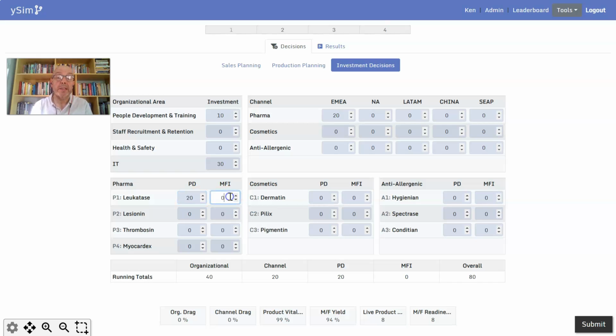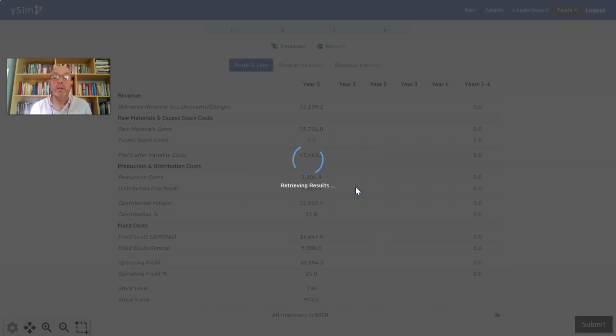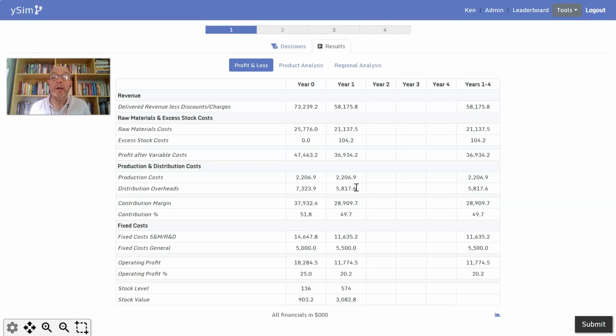And also, it's not enough, as I said, just to bring a product to market. It must be available in the market, but also it must be able to be manufactured at scale. And you see there, I've spent 100% of my budget, all added up to 100%. It won't let you get past this screen if it doesn't add up to 100%. Then when you've done all that, you hit the submit button, it processes your decisions, and you will then see your new profit and loss for your first year of running the business.